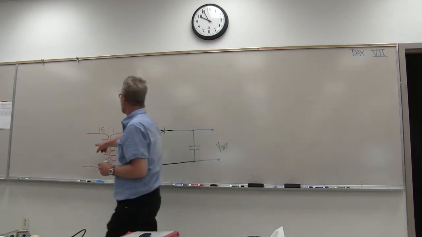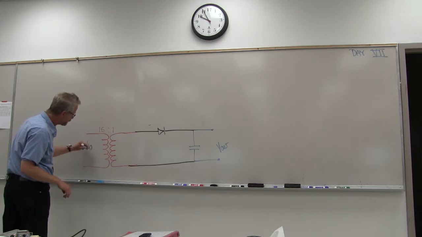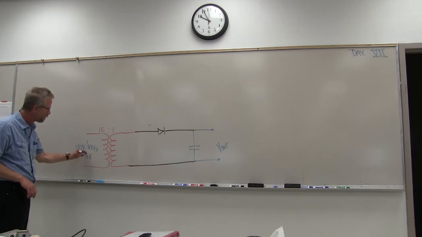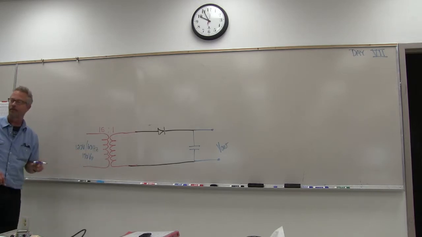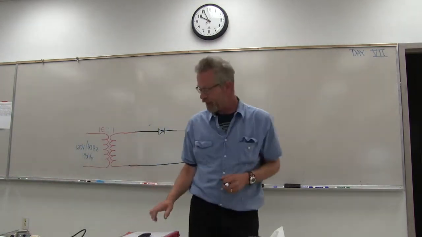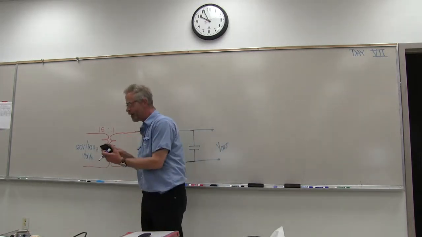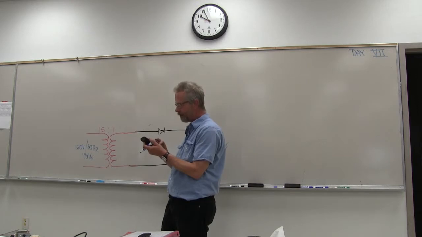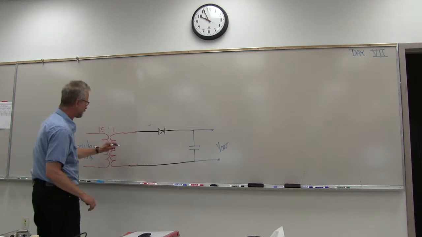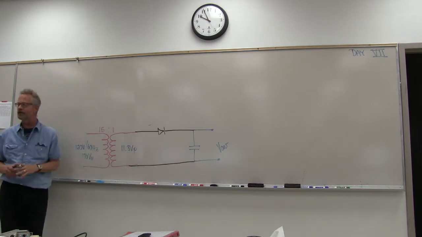Okay, so coming in here, we have 120 volts at 60 hertz. We said that was equal to 170 volts peak, roughly, right? Isn't that what we came up with? Yeah, I think it was. It was like 169.8 or some bizarre thing like that. And if I have 170 volts peak here with a 15 to 1, I take 170 and divide it by 15, and that gives me 11.3 volts at the output of my transformer.